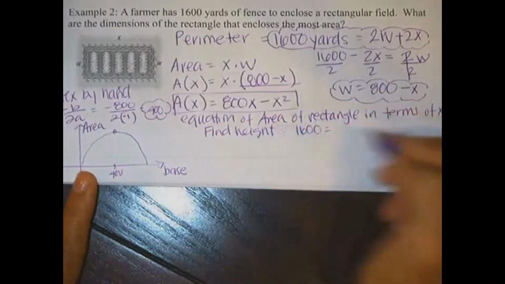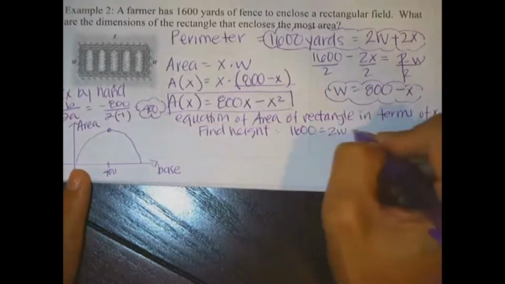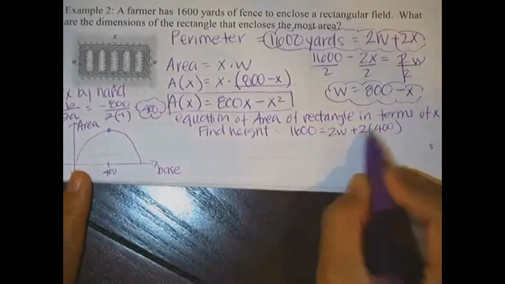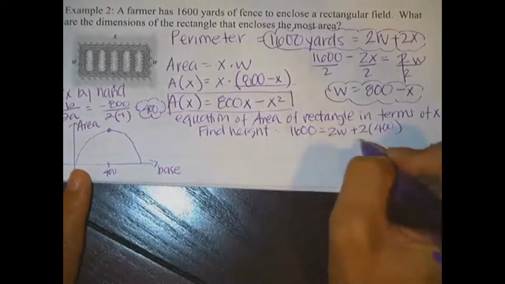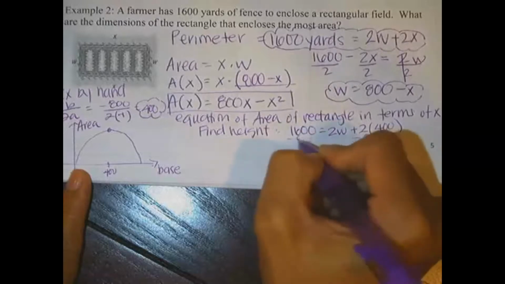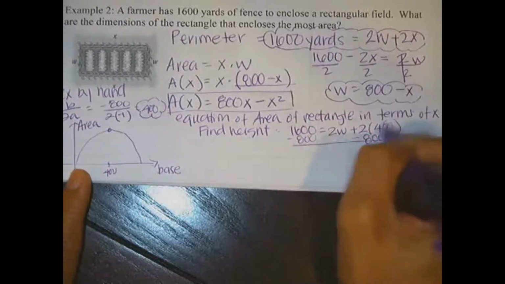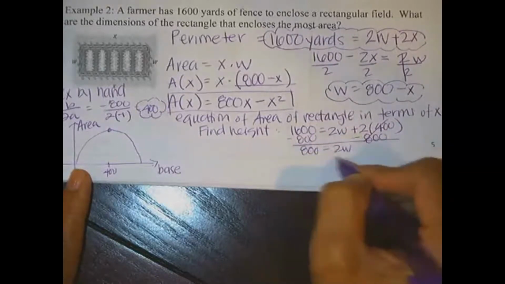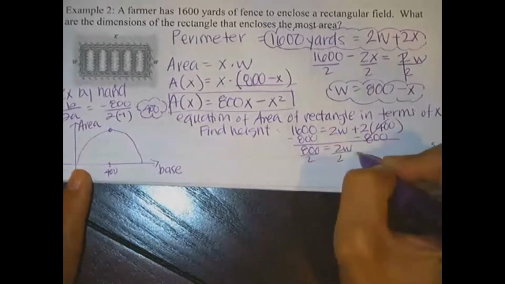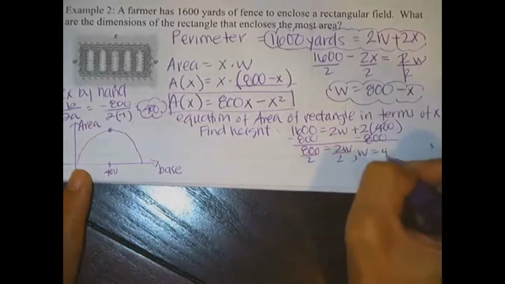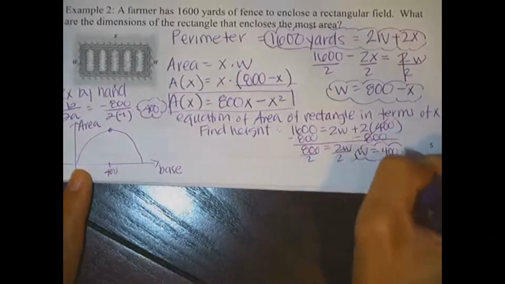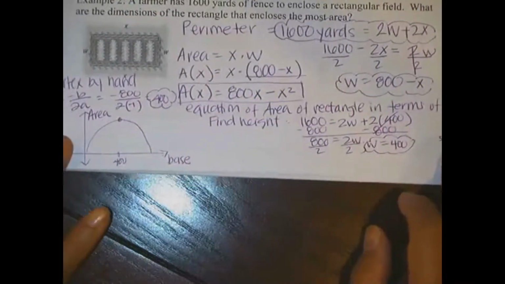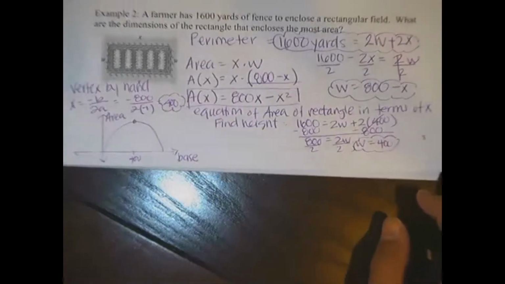So here we go. 1600 equals 2w plus 2 times 400. 2 times 400 is 800, so I'm going to subtract 800 from both sides. So that's going to be 800 equals 2w, and divide both sides by 2. w is going to be 400. Okay, so looks like the dimensions of this rectangle are 400 by 400.